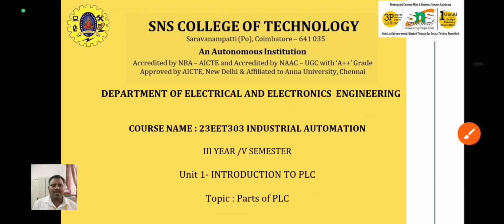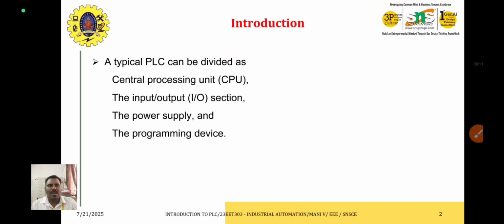Hi, welcome back. Today we are going to discuss the various parts of a Programmable Logic Controller, called a PLC. Normally a PLC unit consists of 4 to 6 sections. The first one is the Central Processing Unit, CPU, the second is the Input and Output section, the third is the Power Supply, and the fourth is the Programming Device.